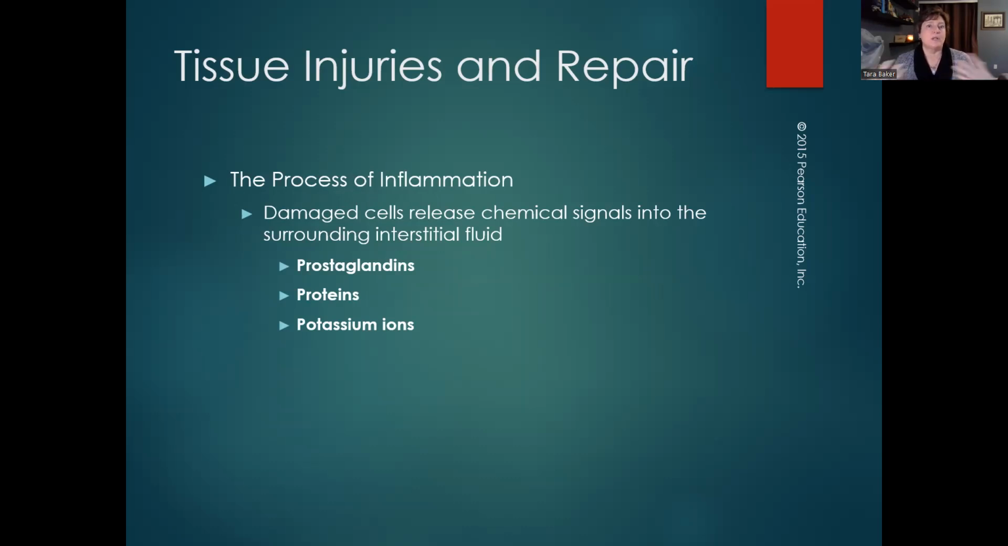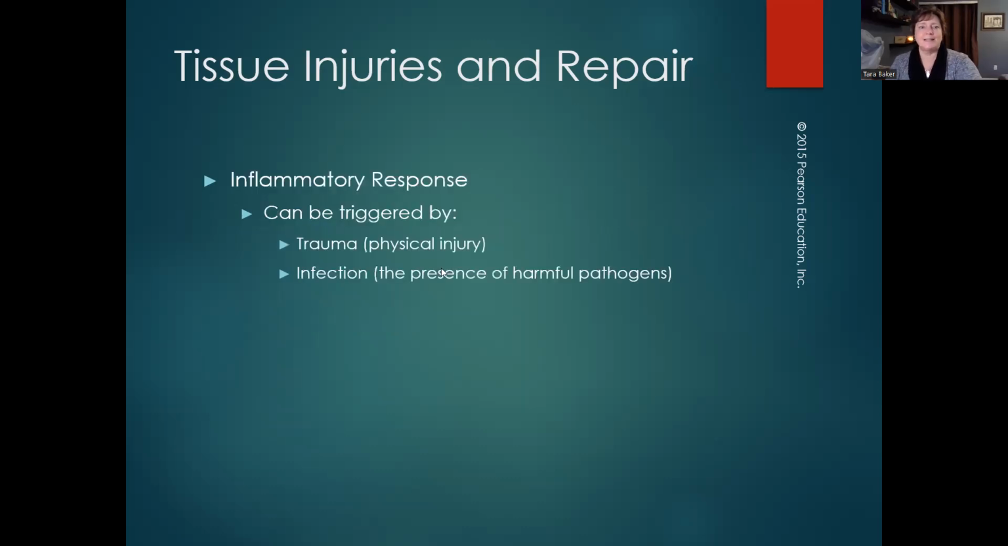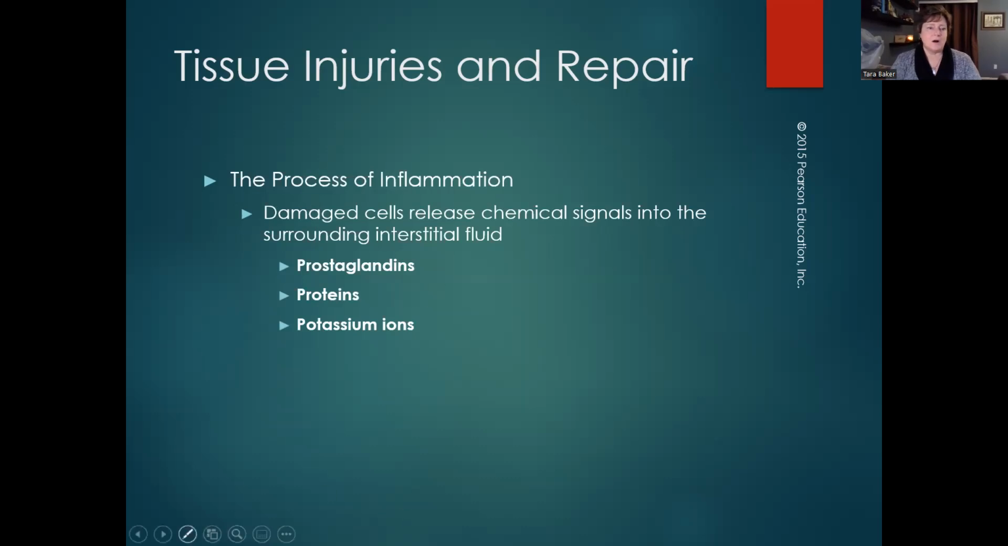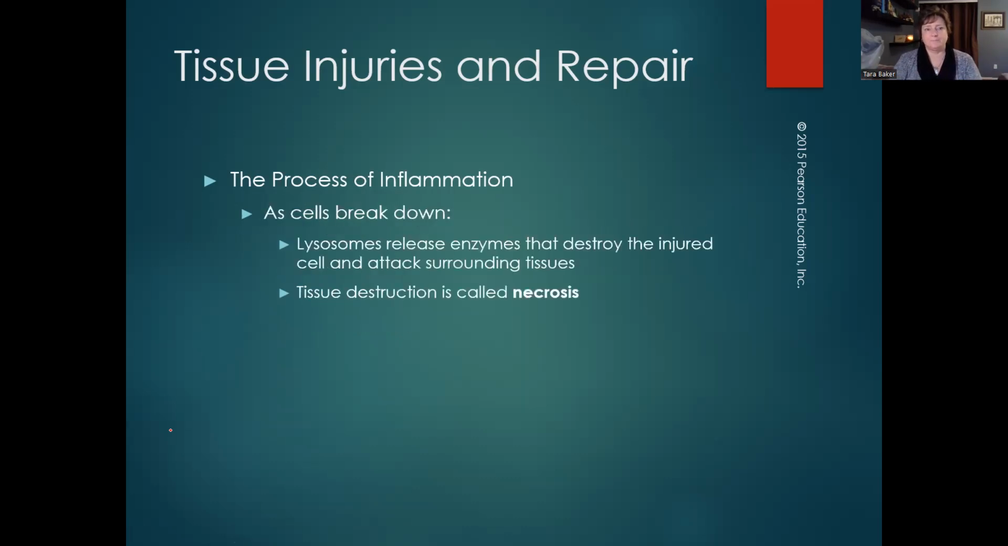So when a cell explodes, one of the things you're going to see are prostaglandins. Prostaglandins are proteins that tell your body that you're hurting. So it also starts the pain process. So prostaglandins are released, proteins are released, and potassium ions. I want you to think about your cells as little potassium pockets. And potassium is going to be released whenever a cell explodes. That is going to start inflammation.